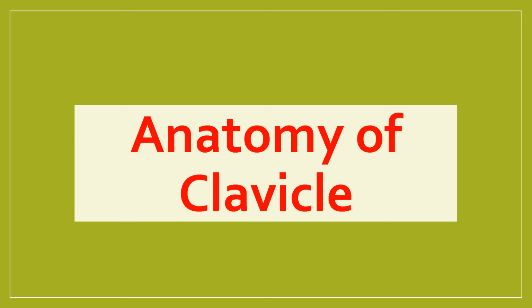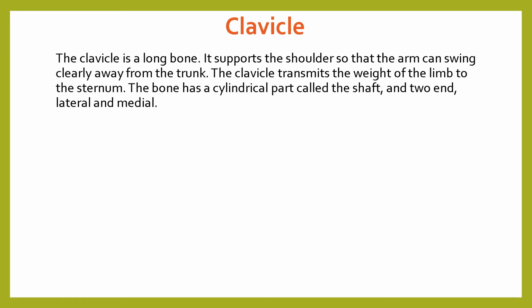Today we are going to discuss the anatomy of the clavicle. Clavicle is a long bone. It supports the shoulder so that the arm can swing clearly away from the trunk. The bone has a cylindrical part called the shaft and two ends, the lateral and medial end.